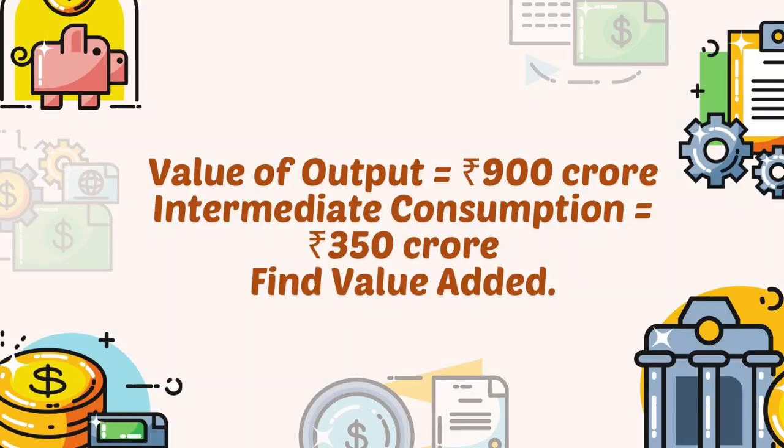Notice this. The example is actually very simple if you remember the formula. Never do the subtraction directly. Write the formula first, then substitute the values and then calculate the final answer. Now let me ask you a question. If I change the value of output to 1200 crores and intermediate consumption to 700 crores, what will be the value added? Pause the video and solve it yourself. If your answer is 500 crores, then you have understood the concept perfectly.